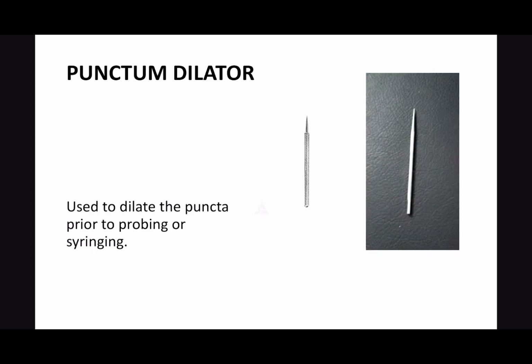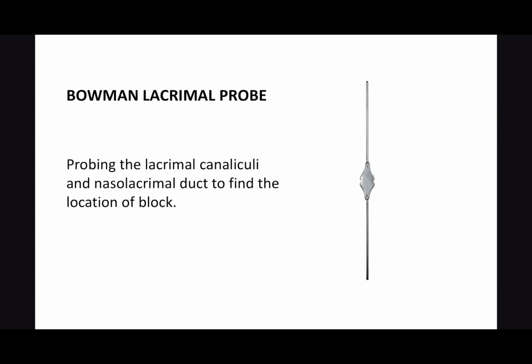The easiest one is the punctum dilator. It looks like a stainless steel pen, used to dilate the puncta prior to probing or syringing. This is a Bowman lacrimal probe. It has 2 blunt ends of different sizes. Uses: probing the lacrimal canaliculi and nasolacrimal duct to find the location of the block.